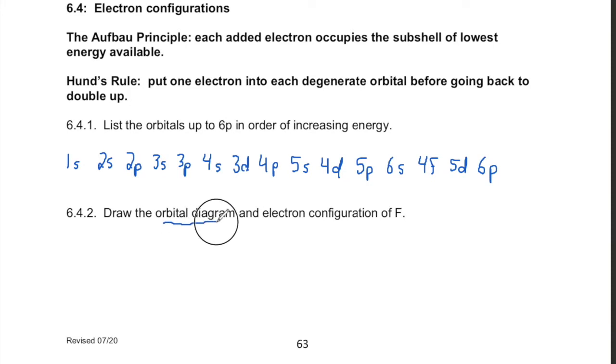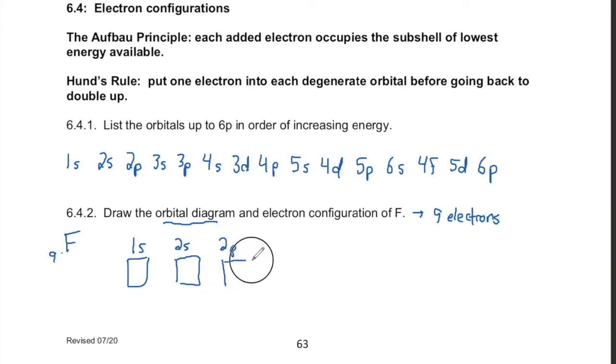So the orbital diagram shows these orbitals as boxes. So we're going to do the element fluorine, which is element 9 on the periodic table. There are 9 electrons. And they are going to use this order and start filling up orbitals. And once we've reached 9 electrons, then we're done. So the first orbital is the 1s. We're going to represent that with one box. Then comes the 2s. Then comes the 2p. And that's all we're going to need actually.